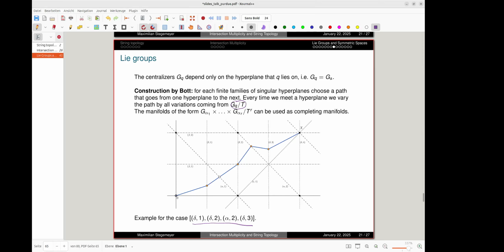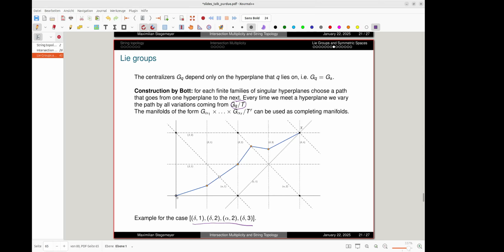Then you take this product, and you quotient out R copies of the torus. This is not the R torus, but R copies of the torus, which has the dimension of the rank of the group. And this can be used as completing manifolds. Of course, I'm being a bit sketchy here, but the point is this picture. As I was trying to tell you, why are these completing manifolds? We get very, very explicit cycles that generate all of our homology.